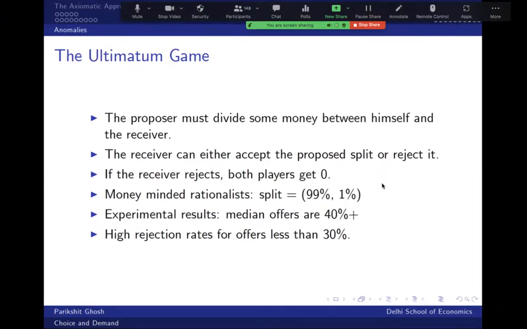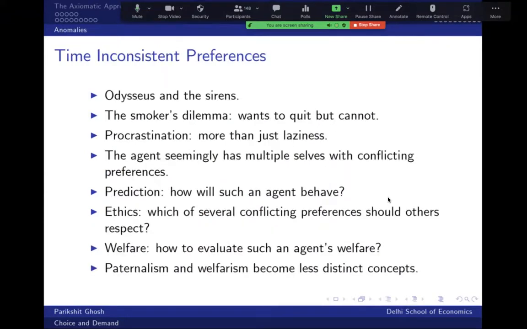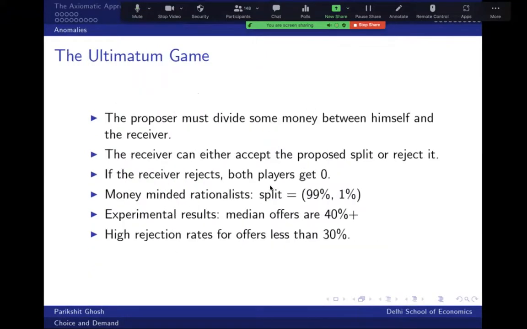Another example, there's a famous experiment called the ultimatum game. Some of you may have heard about it. This is an experiment which has been played numerous times in the lab.